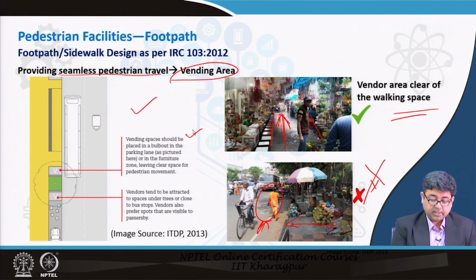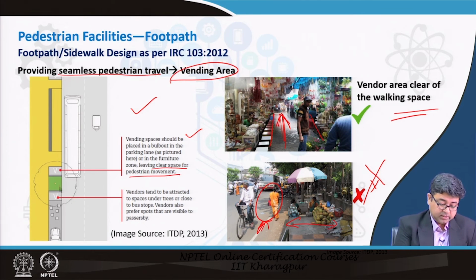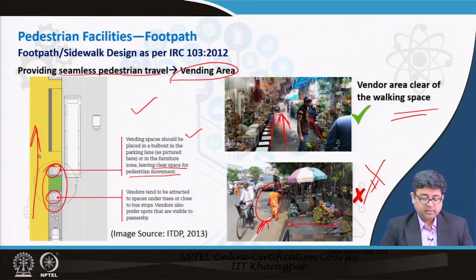Vending spaces should be placed in a bulb out in the parking lane or in the furniture zone, leaving clear space for pedestrian movement, right. If this is the furniture zone, you can have the vending zones right here, leaving a clear space for the pedestrians.